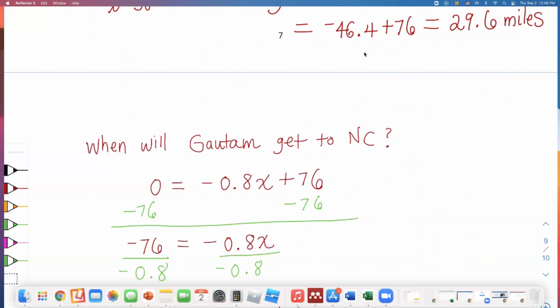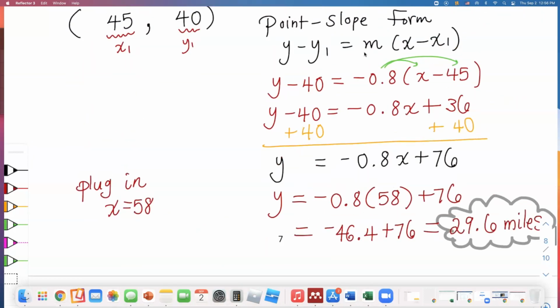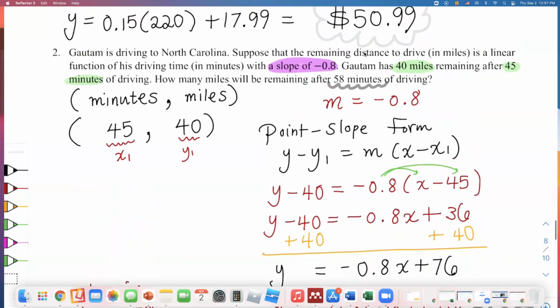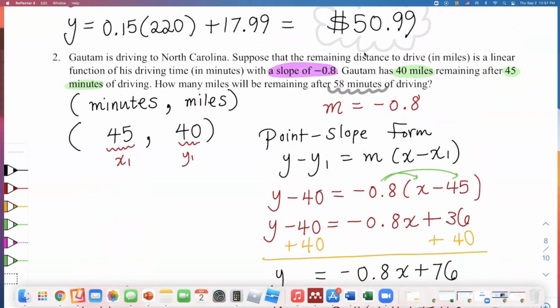Ooh, let me go ahead and draw circles around this. But you see the pattern, right? They give us a point and a slope. So I find the equation and I just plug in the last part. They have a question on the very last sentence. So I wonder if the last one looks like this.